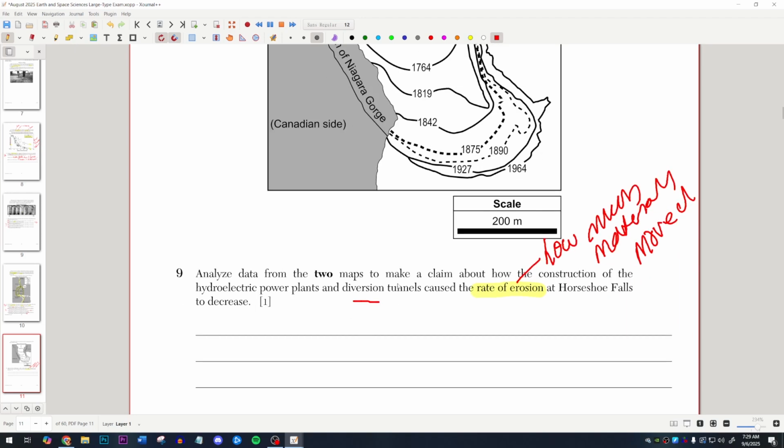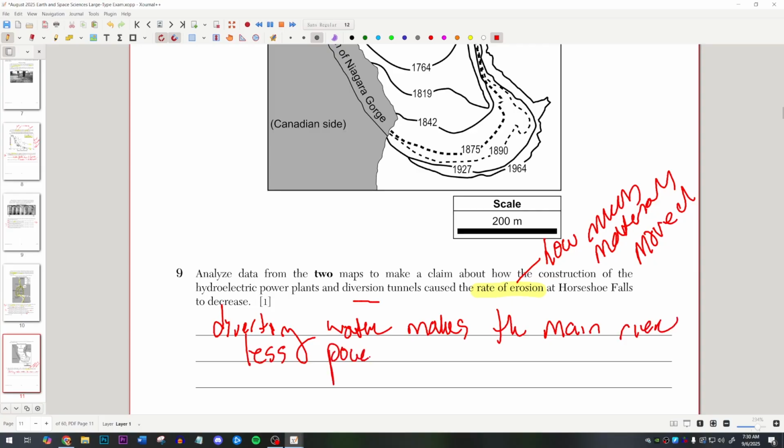It's going to make there be less overall erosion because you just moved half the water out. So does it say analyze data from 2 maps to make a claim? It doesn't say that we have to include evidence. So we could just say diverting water makes the main river less powerful, therefore reducing erosion. That's the answer.